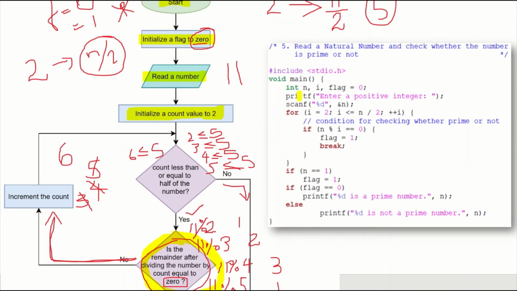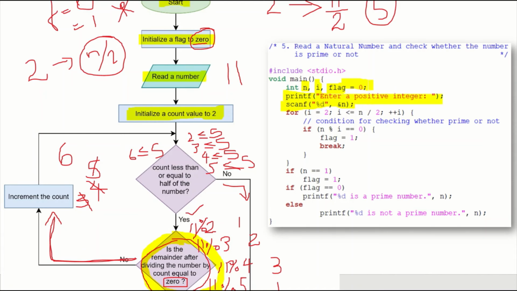I am declaring 3 variables: n for the number, i for the count, and flag for the flag, as we said. We are initializing the flag equal to 0 initially. Okay, and printing a prompt to enter a positive integer and scanning that positive integer.